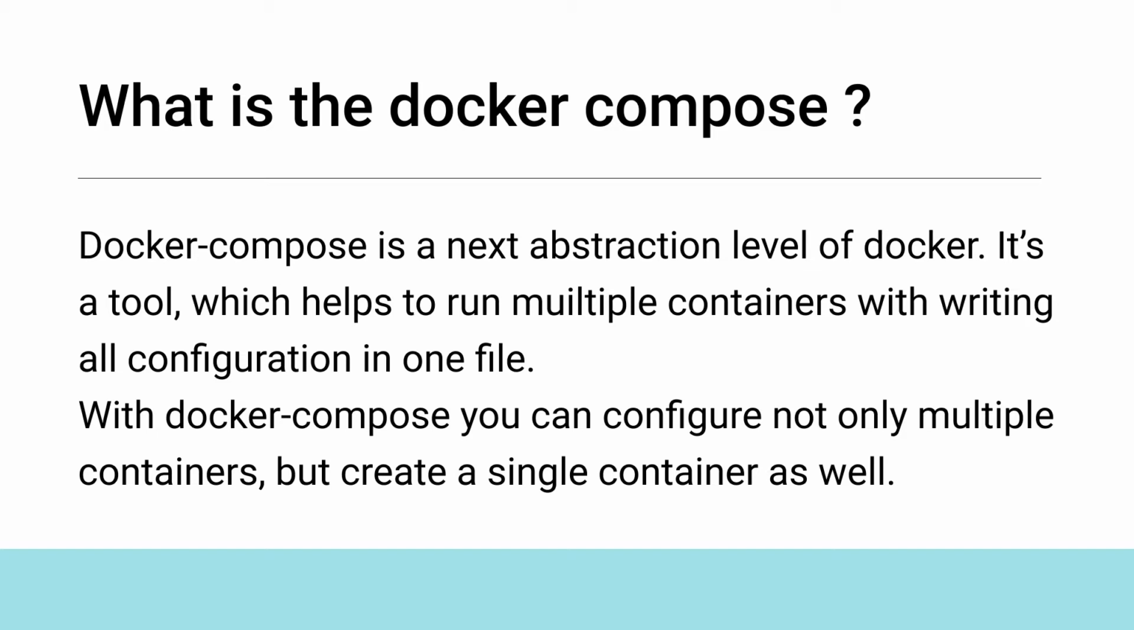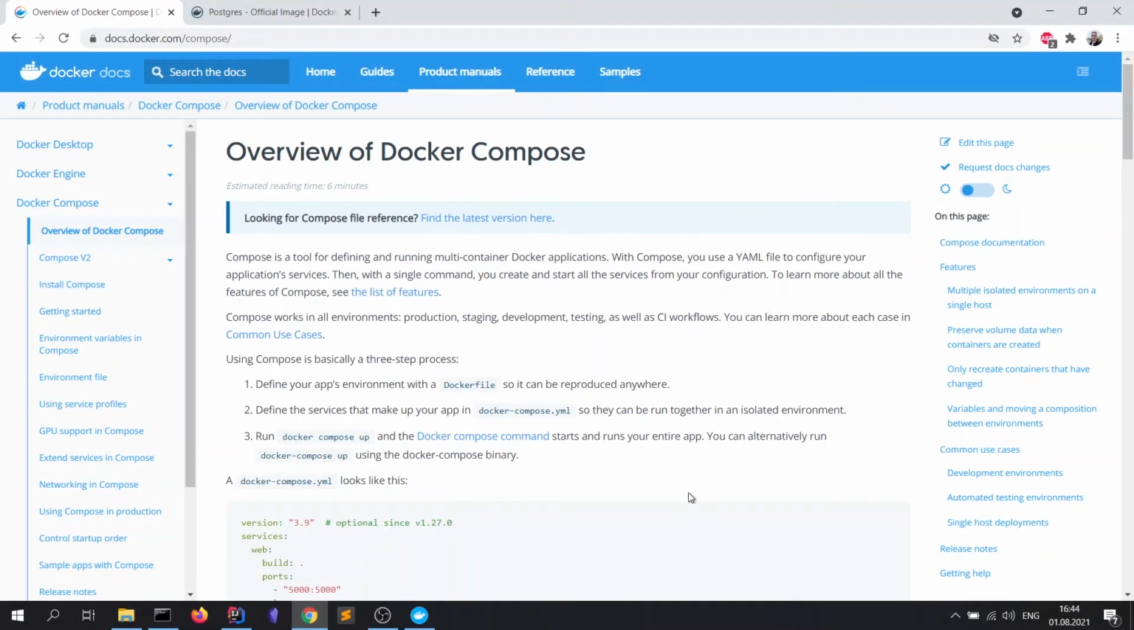Docker-compose is the next abstraction level of Docker. It's the tool which helps to run multiple containers by writing all configuration in one file. With docker-compose, you can configure running a single container as well. Okay, let's move to practice. Before we start, I want to show you what our new demo Java Spring Boot application does. Our application connects to a Postgres database, so at first we need to configure Postgres. We can do it by running a Docker container with Postgres inside and connecting our app to this Postgres.